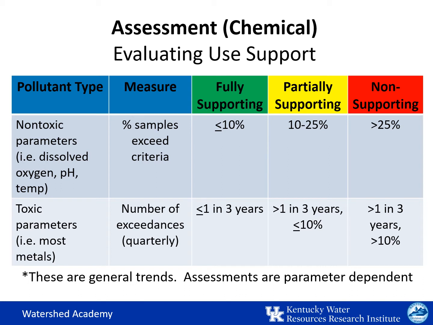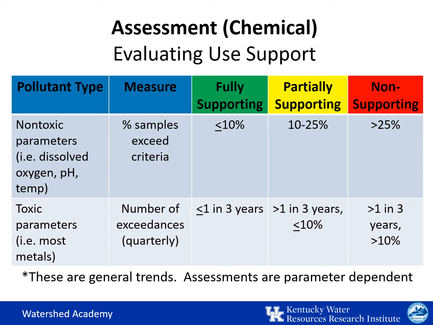An assessed water's support categorization is based on the frequency of the samples meeting the criteria. For example, if a stream's dissolved oxygen readings are above the acceptable threshold of 5 milligrams per liter in at least 90% of the samples taken, it is in full support of the associated aquatic life use for that parameter.